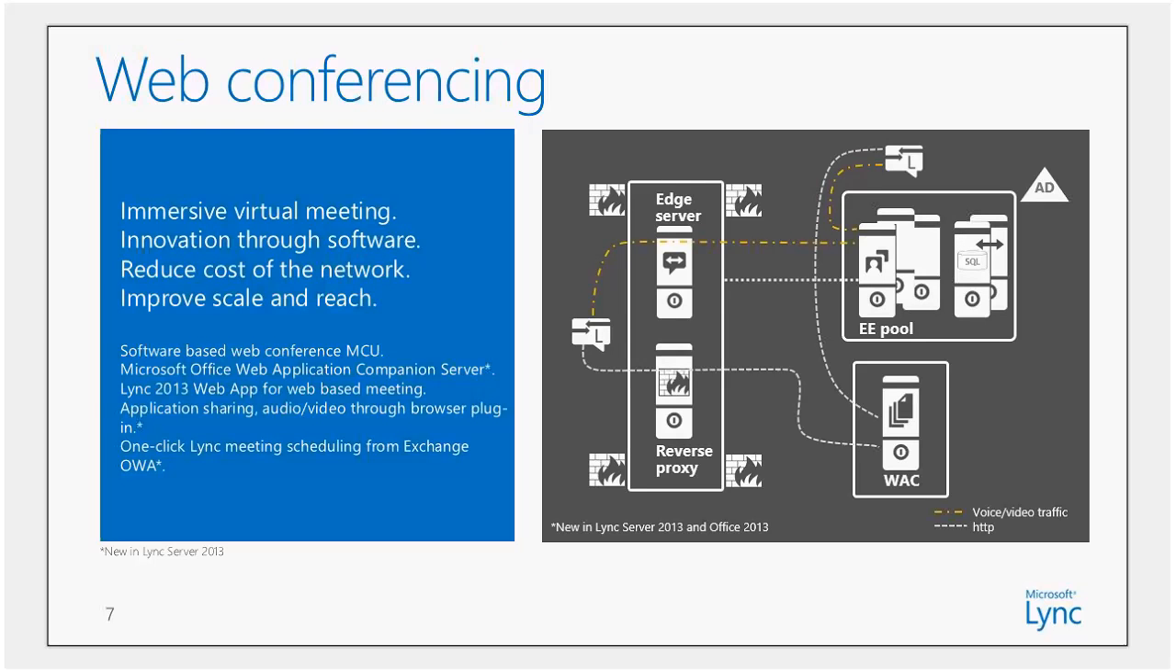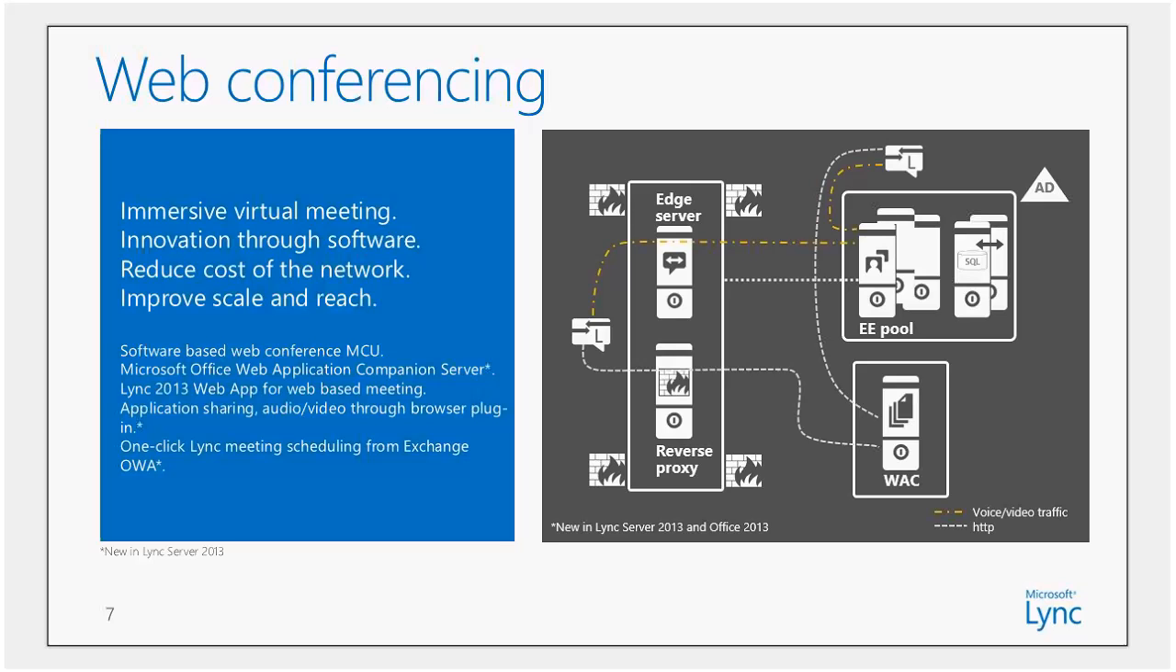So when we talk about the architecture, what you're looking at here, in the example on the right, is an enterprise pool with our backend SQL database. We have our edge services. Edge services sit in your DMZ. They allow external participants to connect into your meeting through a web browser, like most of you are probably doing today. There is also a web applications server role.